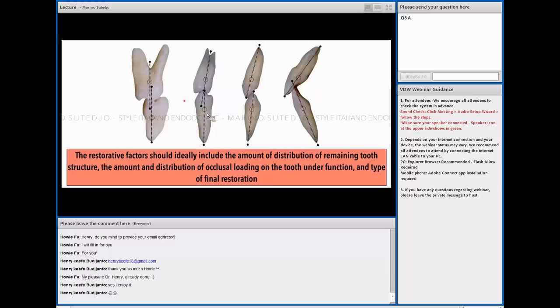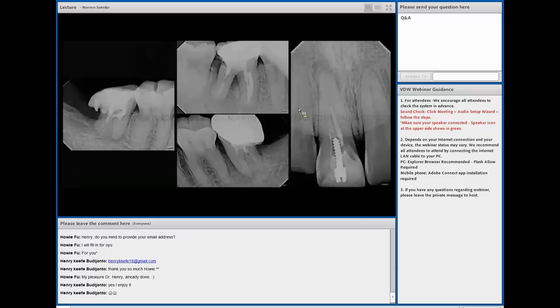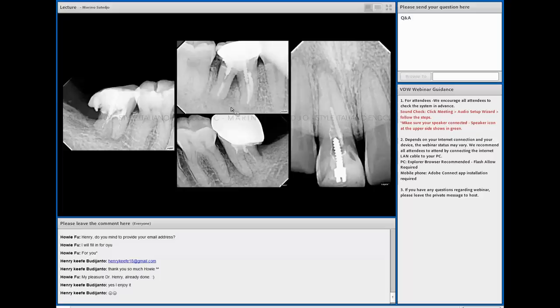But the shear stress force from this side to that side is increasing. And this is different because each tooth has a different function. Therefore, we need to pay attention to the restorations as well. Can you see this? The endo is not that bad, but you can see there is a huge gap between the post and the obturation material. There is a leakage of the core.